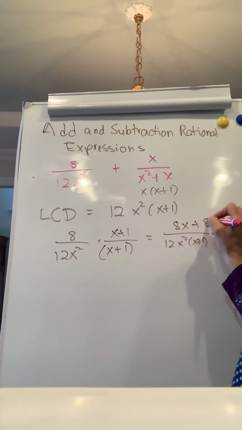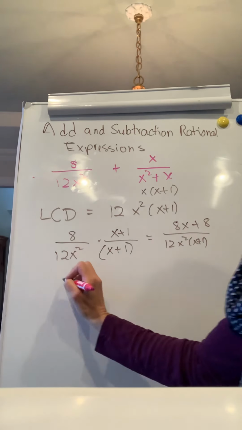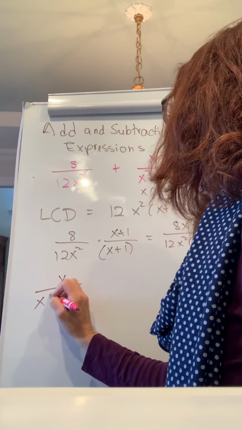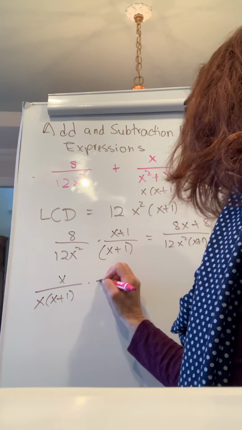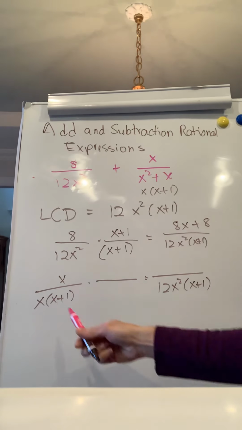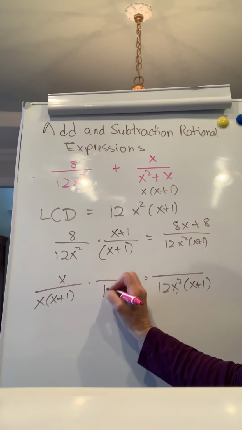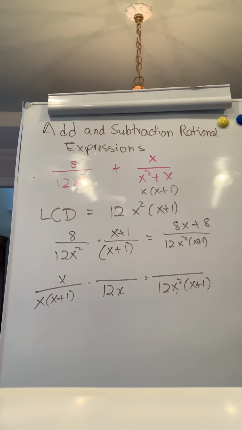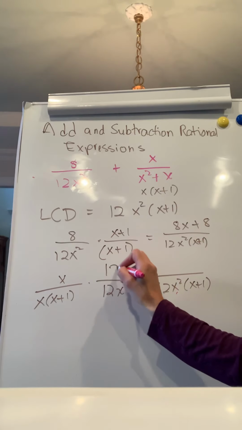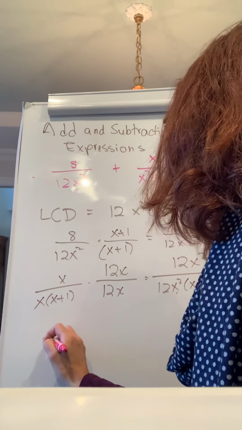So I get 8x plus 8. Now for this one, again, leave the denominator factored. I already have an x plus 1. I already have 1x. So I definitely need to multiply by 12, and I also need to multiply by another x so I can get the 12x squared. All right, up here, I'm going to multiply by 12x, so I get 12x squared. Now I'm going to add those together.